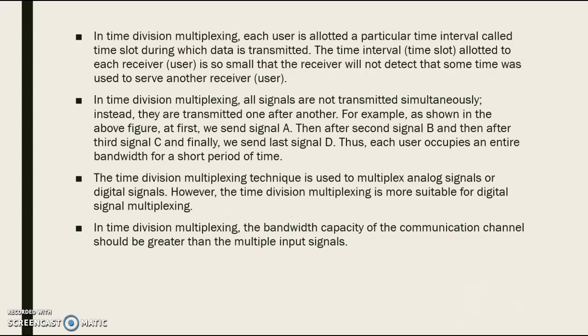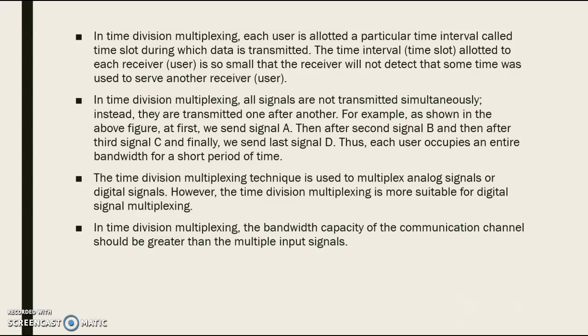In TDM, each user is allotted a particular time interval called a time slot during which data is transmitted. The time interval allotted to each receiver is so small that the receiver will not detect that some time was used to serve another receiver. In TDM, all signals are not transmitted simultaneously. Instead, they are transmitted one after another.